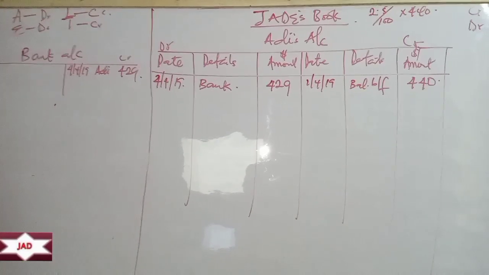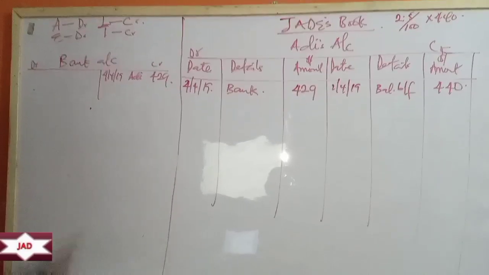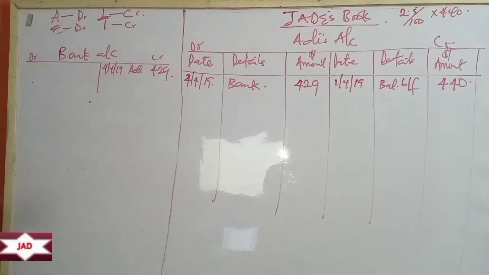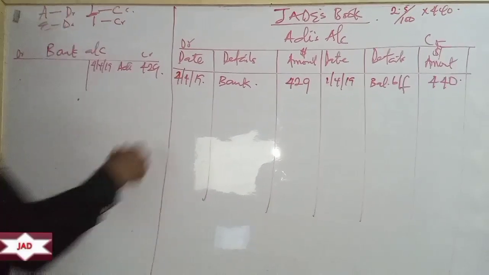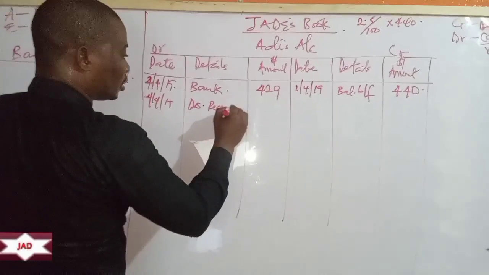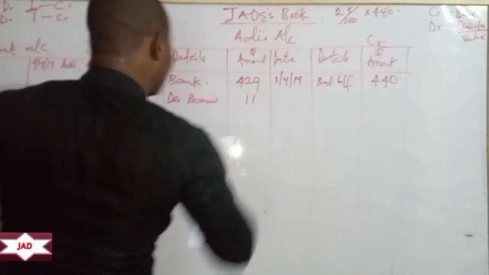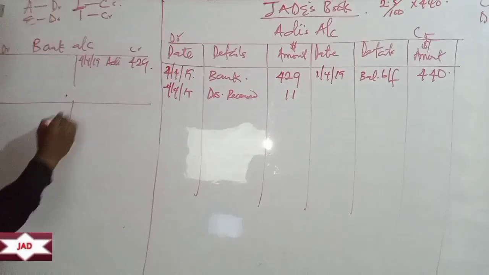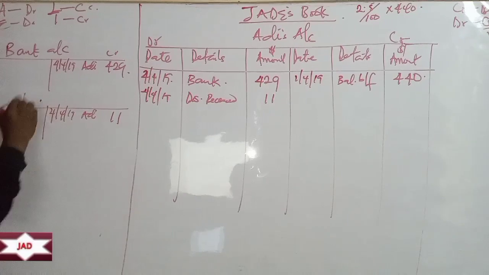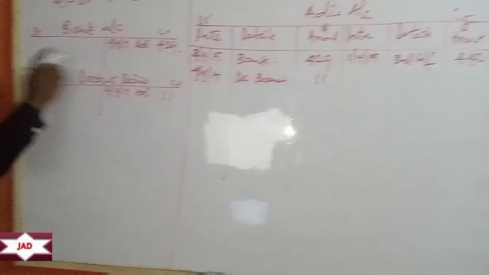Okay, but there's a discount. So remember in your cash book, when you pay and there's a discount, we call that what? Discount received. So that means there's a discount here on the 4th of April 19. That'll be 440 minus 429, which is 11. So 4th April 19, Adi, how much? 11. So this is what we call discount received account.